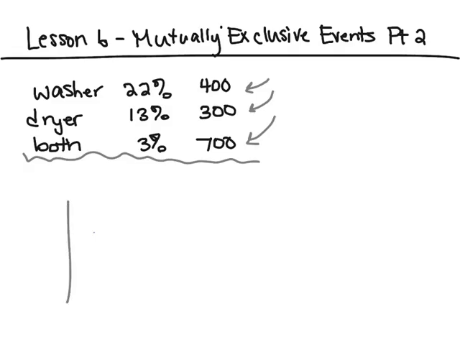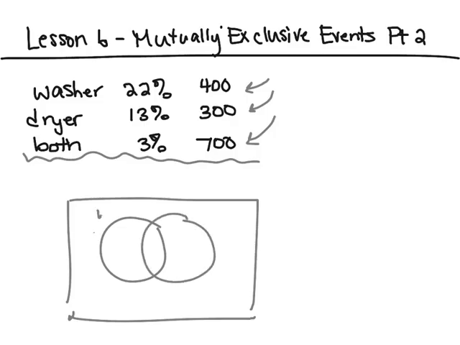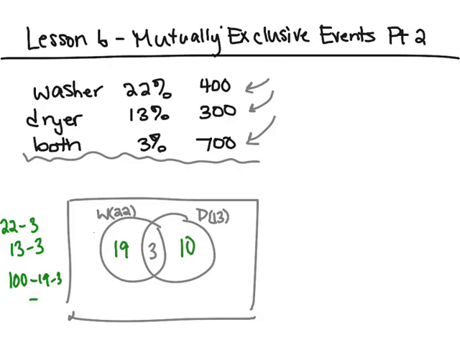So we're just going to make a quick Venn diagram. So we have the washer, the dryer, and both. We know the odds of the washer breaking is 22%, and the probability of the dryer is 13%, and both of them is 3%. So we know 22 minus 3 is 19%, so there's a 19% chance that just the washer is going to break down, and a 10% chance that just the dryer is going to break down, 13 minus 3. And all together, we would have 100 minus 19 minus 3 minus 10 is equal to 68%.